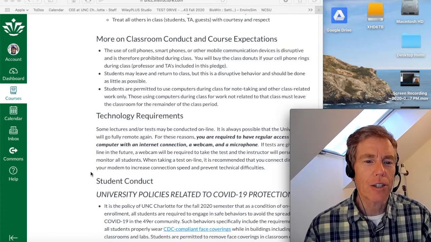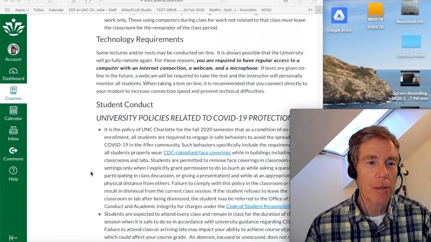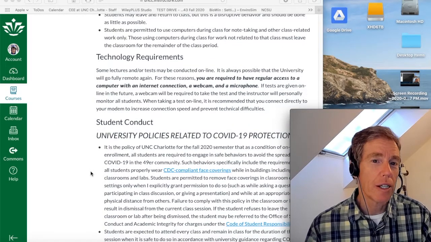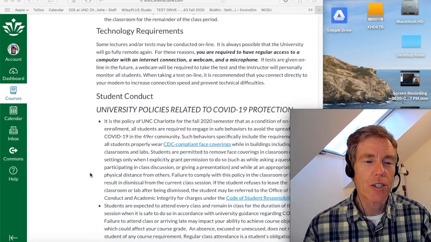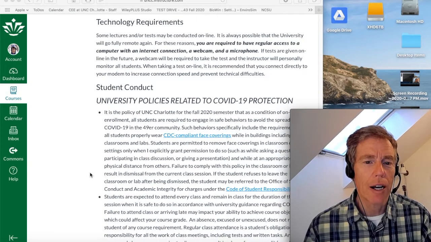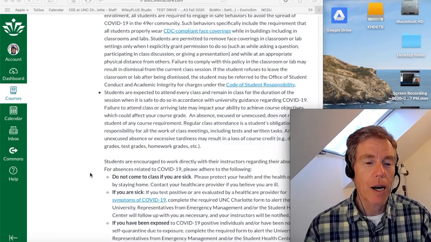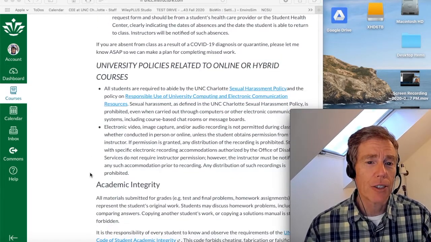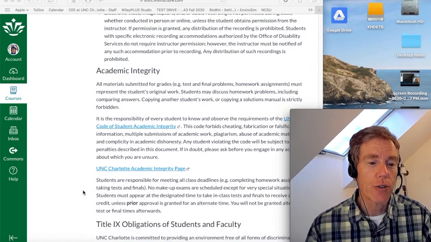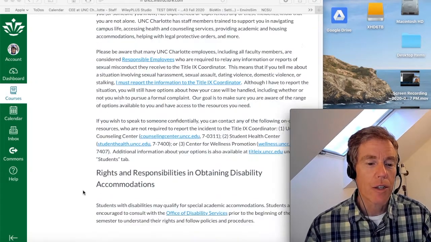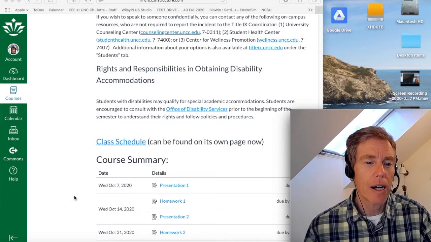For now, there are additional technology requirements because we're in hybrid mode and have some part of the semester online only. Then there's additional information on student conduct, COVID-19 policies, university policies related to a hybrid course, and then academic integrity issues, Title IX issues, disability issues. And then at the bottom, you'll find a link to the class schedule.